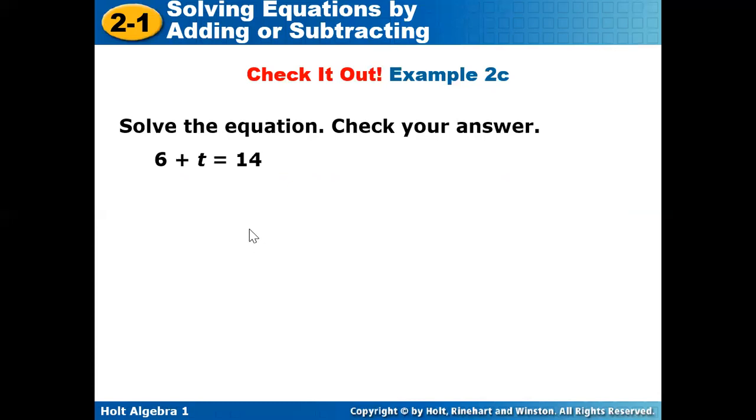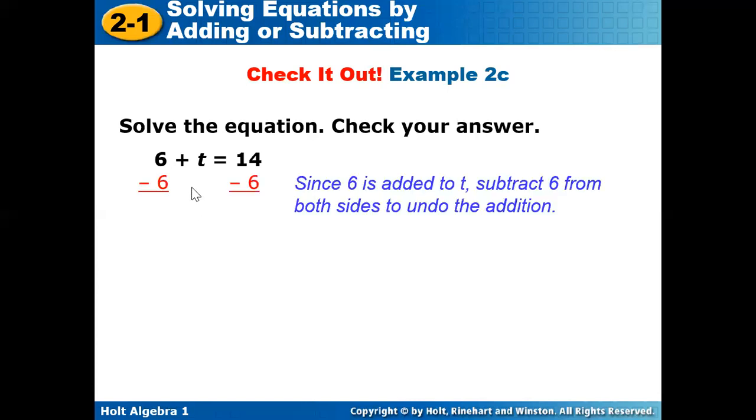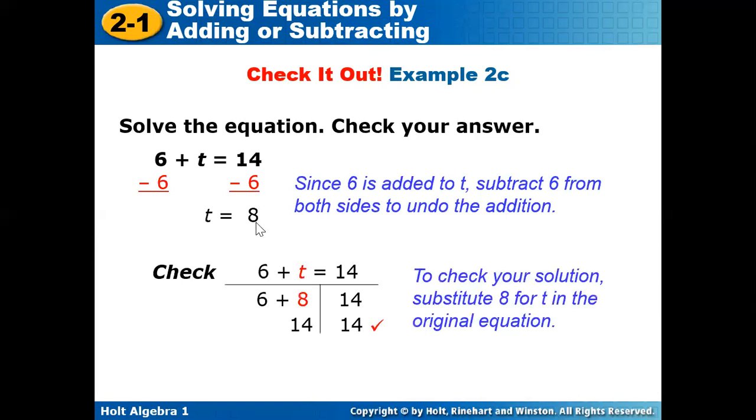All right, same thing for this example. Pause the video, try it on your own. So since we are adding 6 and t, because it's addition, you can reverse this if you want and look at it as t plus 6. Either way, you're adding 6 to the t, so we're going to subtract the 6 from both sides. 14 minus 6 equals 8. Plug it back in, and you do indeed get your answer.